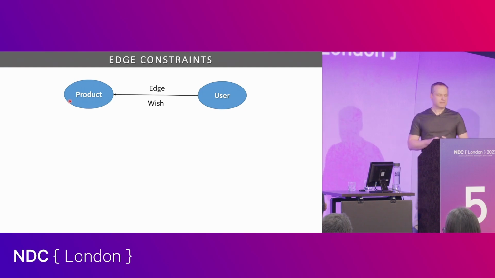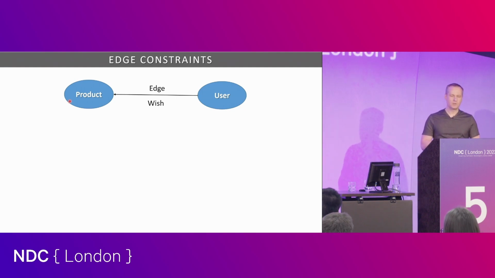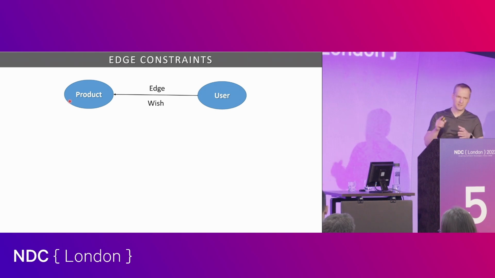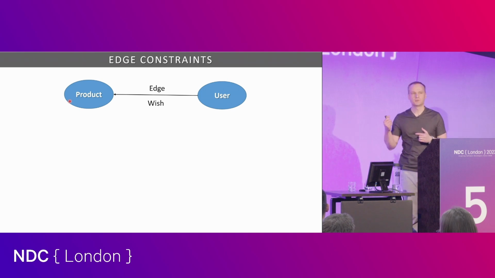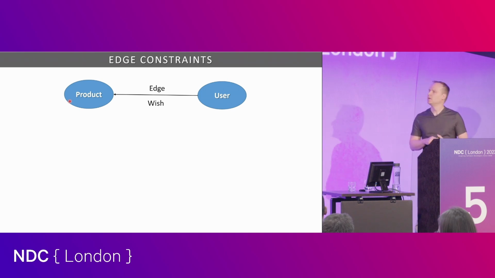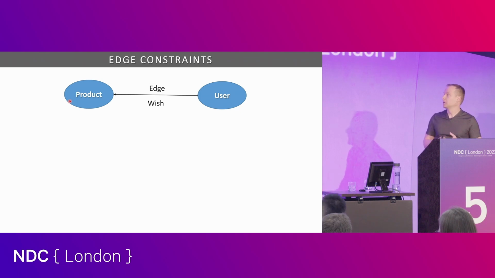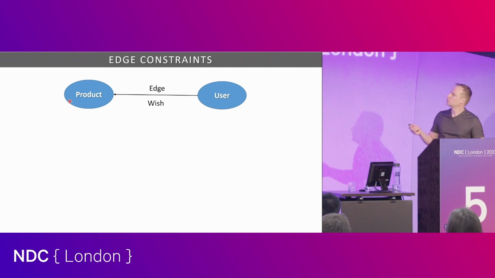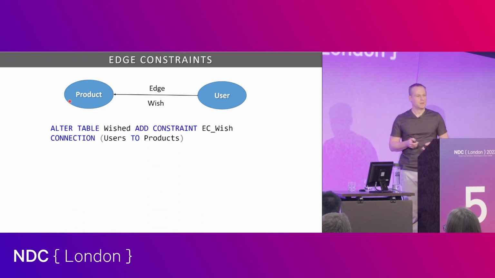In 2017, we had some new features included. Graph tables were introduced in 2017, and edge constraints were introduced in 2019. If you look at this one, for example, we have a product and a user table. As you might guess, my relations should be going from users to products. A product shouldn't buy a user, or a product shouldn't like a user. To control that, you can use edge constraints.